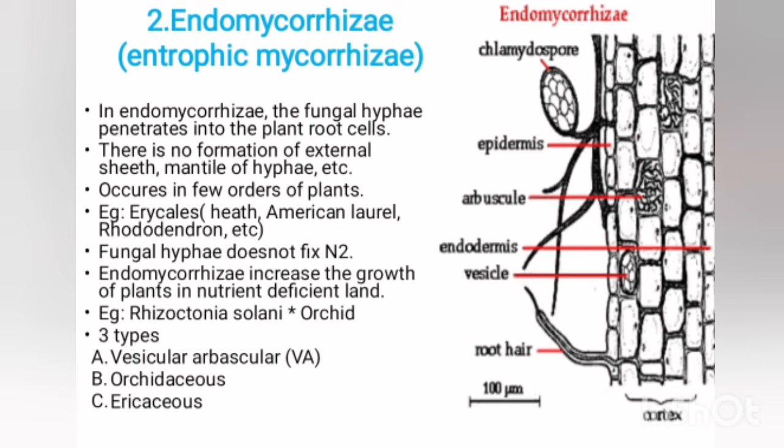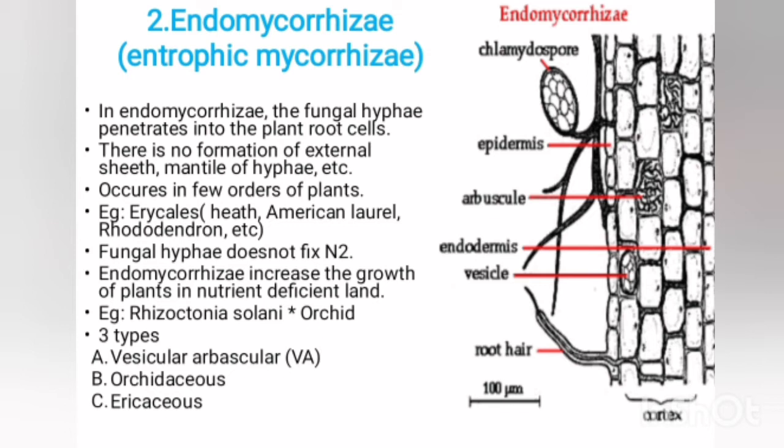The second type of mycorrhizae is the endomycorrhizae. Here the intracellular penetration occurs. In endomycorrhizae, the fungal hyphae penetrate into the plant root cells. This occurs in a few orders of plants such as order Ericales, examples rhododendron, heath, American laurel, etc. In Ericaceae, the non-pathogenic interaction of plant root by separate fungal hyphae occurs.